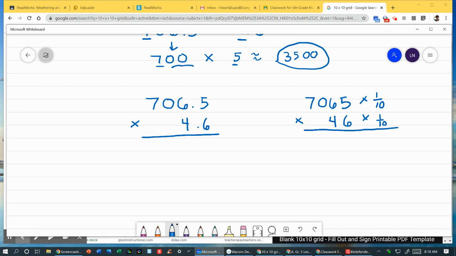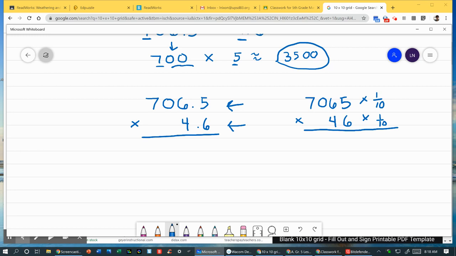Now, I personally don't like to do my multiplication the way they've written it, but it is a good way to remind us of what we're really working with here. What we're really working with right here is we have 7,065 of something. There's 7,065 tenths. And right here, we've got 46 of something. There's 46 tenths. So we need to remember that. But for right now, we're just going to do the multiplication as though we were doing the whole numbers. 46 times 7,065. So I'll start in my ones column.